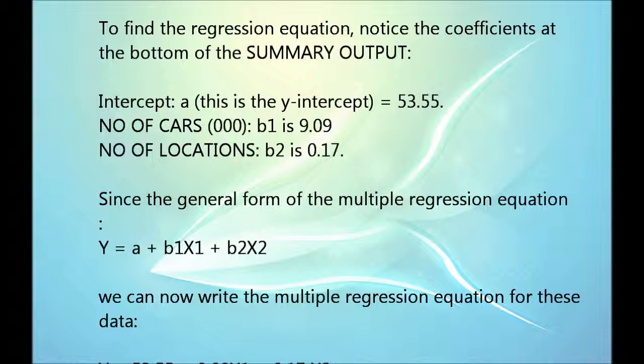To find the regression equation, notice the coefficients at the bottom of the summary output. Intercept, a, this is the y-intercept, and the number is 53.55. For number of cars, 000, b1 is 9.09. For number of locations, b2 is 0.17. Since the general form of the multiple regression equation is y equals a plus b1 x1 plus b2 x2, we can now write the multiple regression equation for these data: y equals 53.55 plus 9.09 x1 plus 0.17 x2.